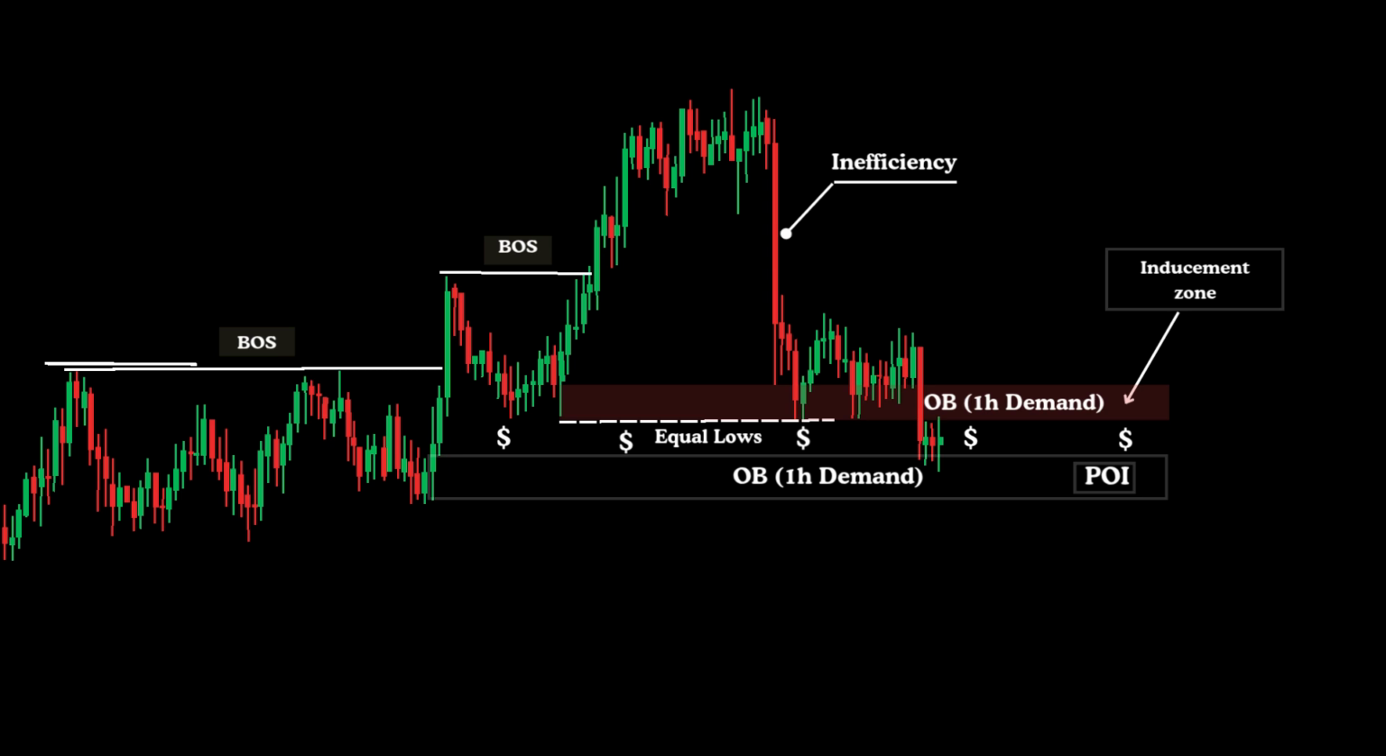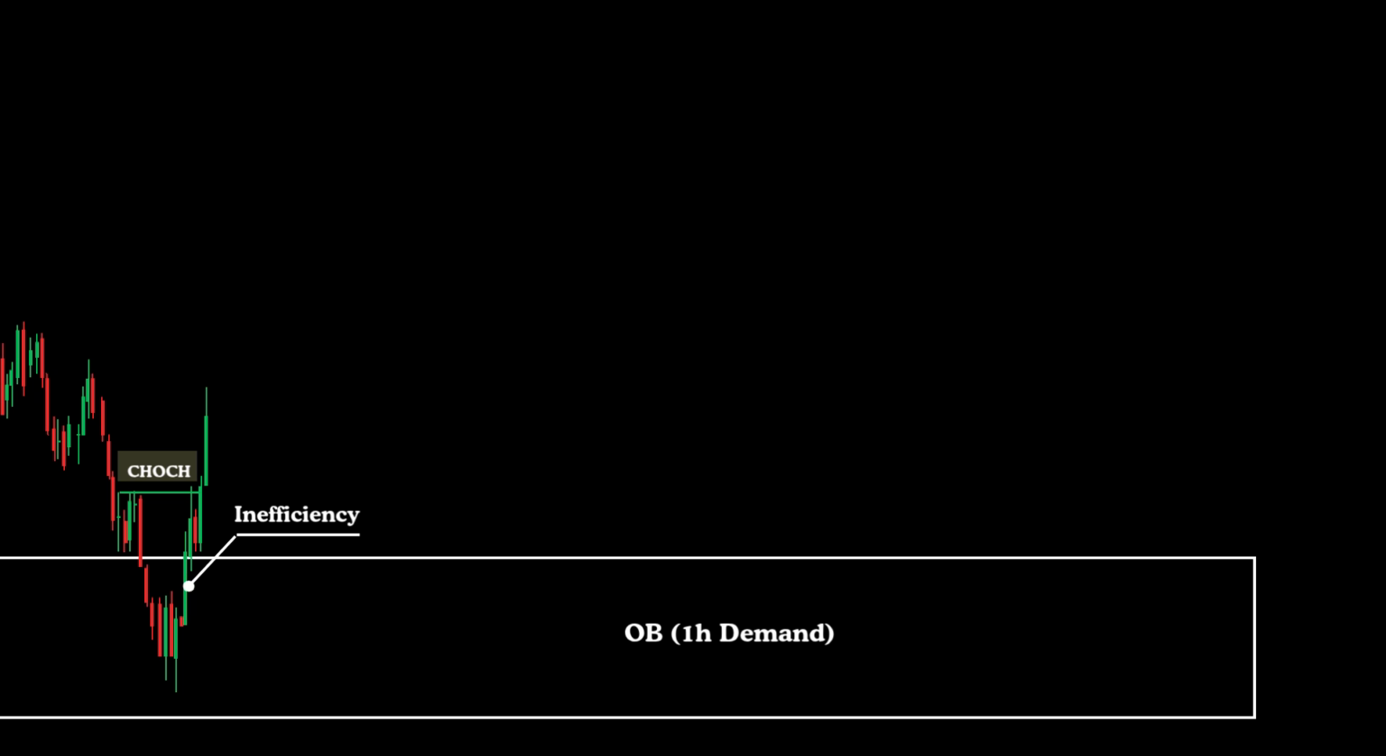Next step. To refine our entry, let's zoom into the 5-minute chart for a clearer view of price action and search for any signs of a change of character, CHOCH. 5-minute time frame analysis. On the 5-minute chart, we can clearly identify a change of character, CHOCH, as price breaks structure to the upside, leaving behind a notable inefficiency. This signals a potential shift in momentum favoring buyers.